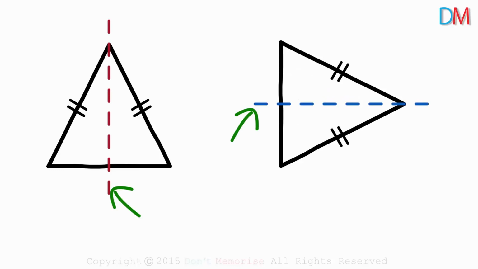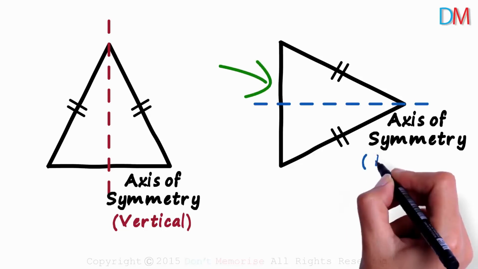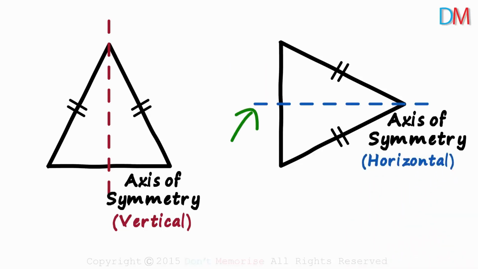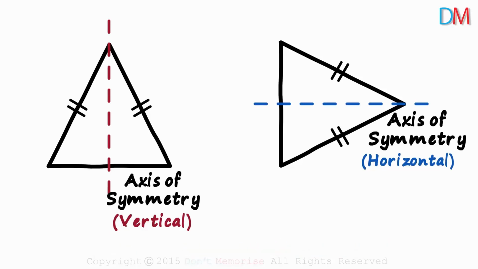Both these lines we see here are called the lines of symmetry or the axes of symmetry. This triangle has a vertical axis of symmetry as this line is vertical, and this one has a horizontal axis of symmetry as this line is horizontal. Now I want you to think about the next question I'm going to ask you. Can a shape have more than one axis of symmetry? If you look at just these two triangles, you would probably say no, because there is no other line which can divide these triangles into two parts that match exactly. But the correct answer is that a shape can have more than one axis of symmetry.